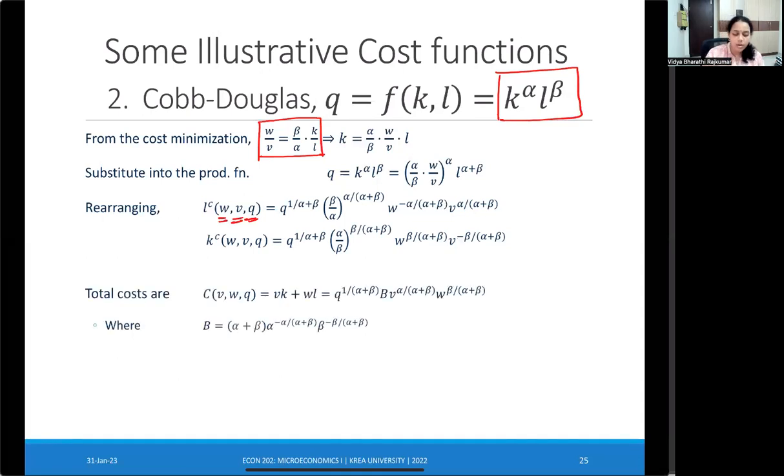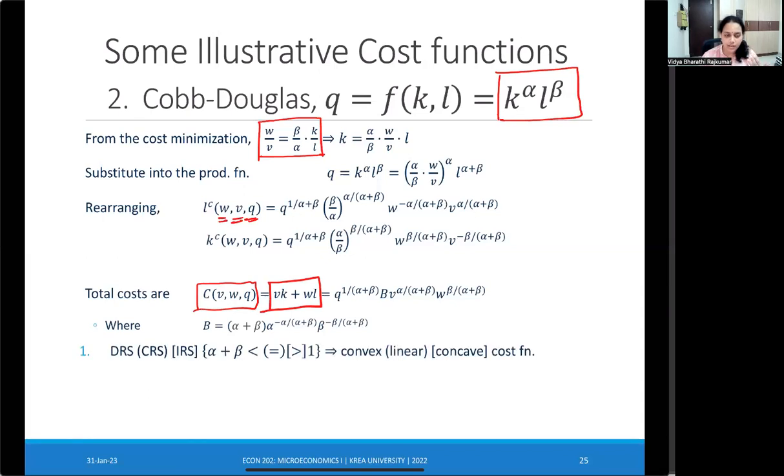So what we've identified now are LC and KC, which are the contingent demand for labor and capital, given W, V, and Q. And once you have L and K, all you have to do is plug that optimal value back into your cost function, and you get a resulting expression where costs are now dependent on V, W, and Q. And that's how you get your cost functions in the Cobb-Douglas case.